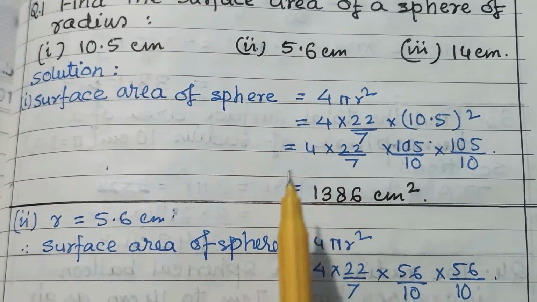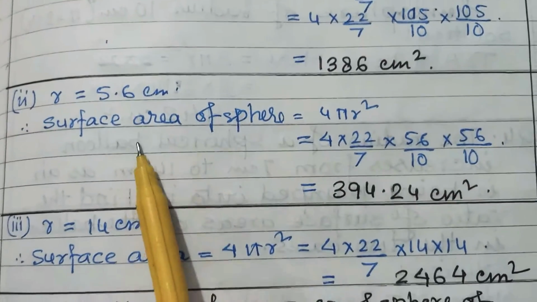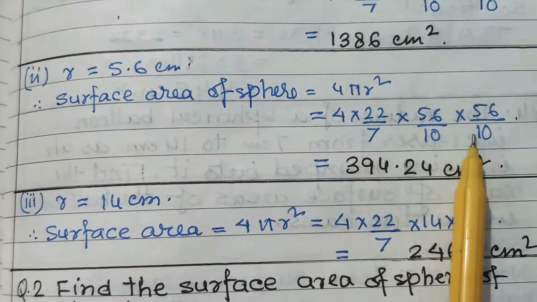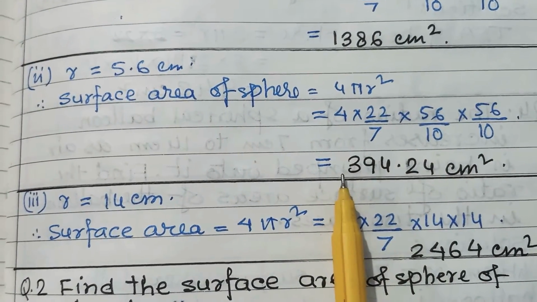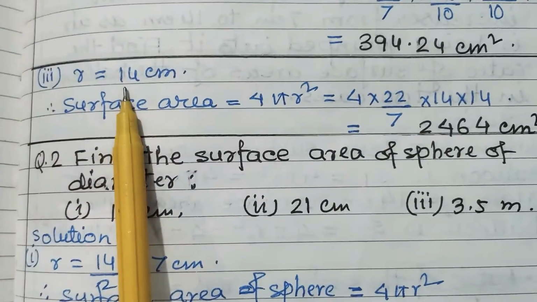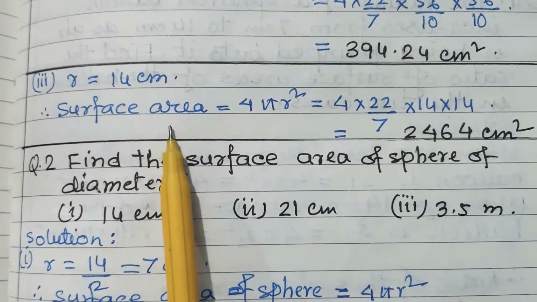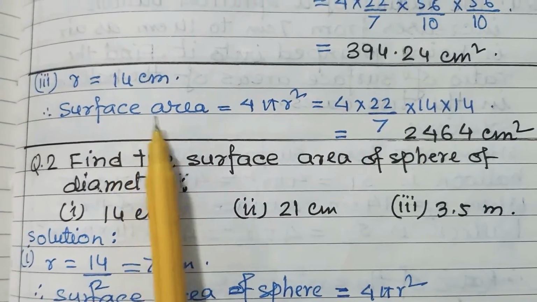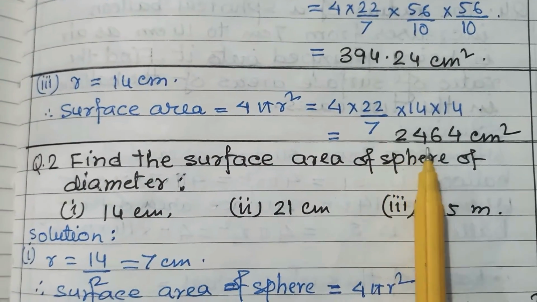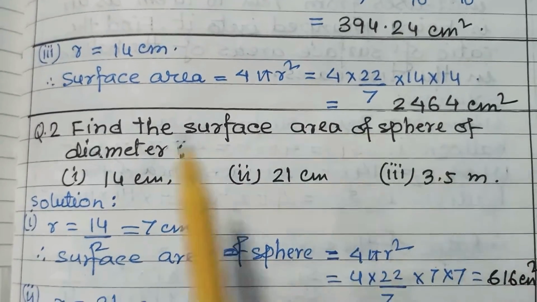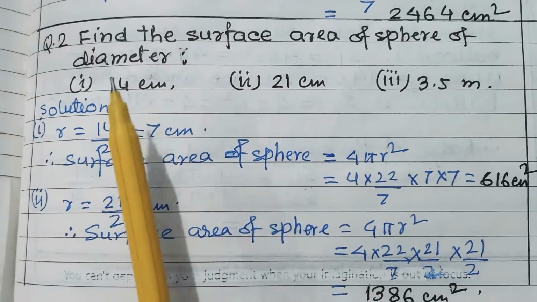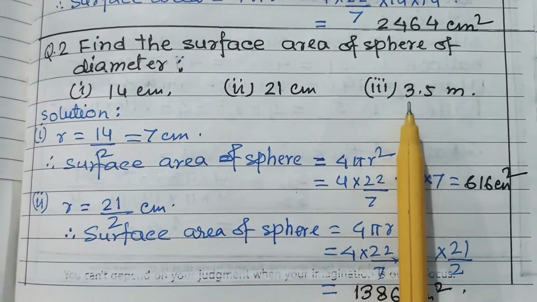Next, radius is 5.6 centimeter. Same, surface area of sphere is 4 pi r square. Now substitute the value and it is 394.24 centimeter square. Next, r is equal to 14 centimeter. Curved surface area or surface area, it is 4 pi r square. So it is 2464 centimeter square.